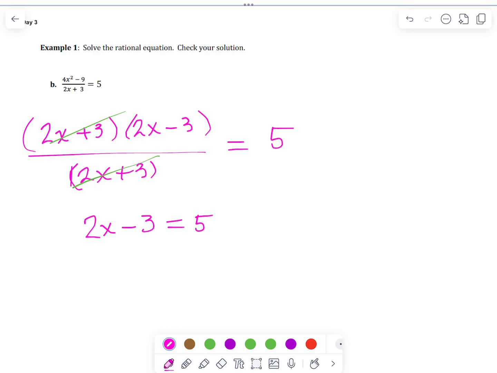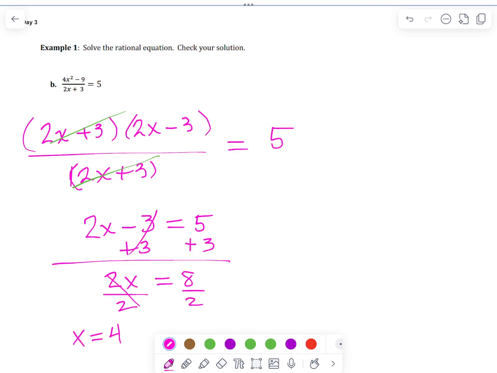And then what's left is another linear equation, 2x minus 3 equals 5. So now we solve by undoing. So we're going to add 3 to both sides. Simplify, 2x equals 8. Then divide both sides by 2. And simplify, x equals 4.